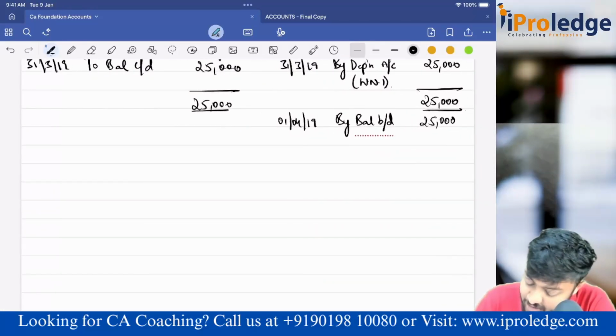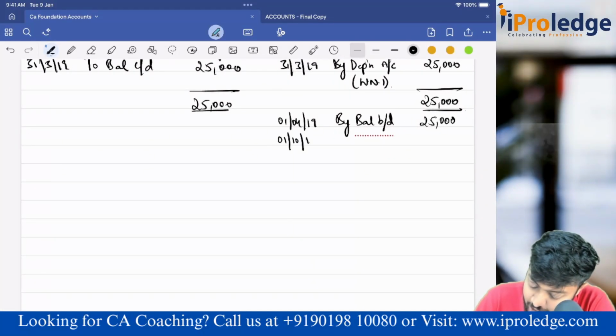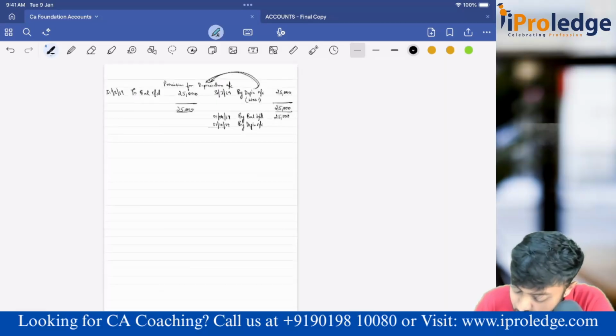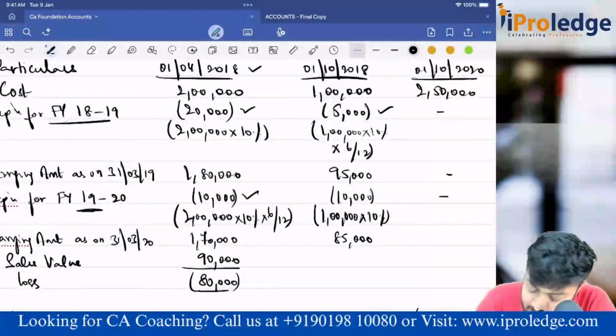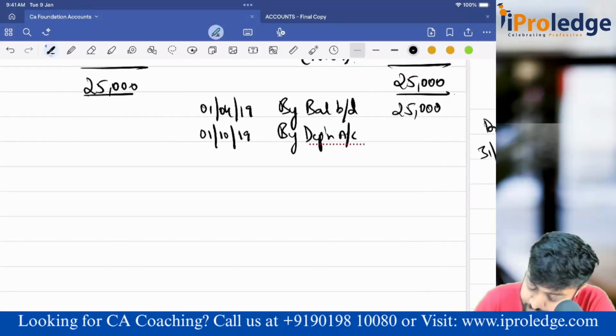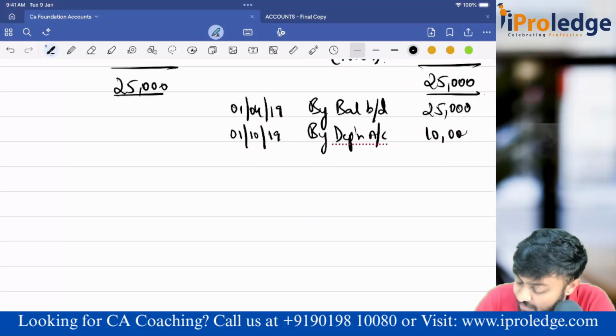So the depreciation will be given here. So when are we selling? First October 19. First give depreciation till the date of sale, only for the asset that is getting sold. So how much? This is the only asset that we are selling, and depreciation on the same is 10,000. So come here. 10,000. So I have given depreciation till the date of sale.